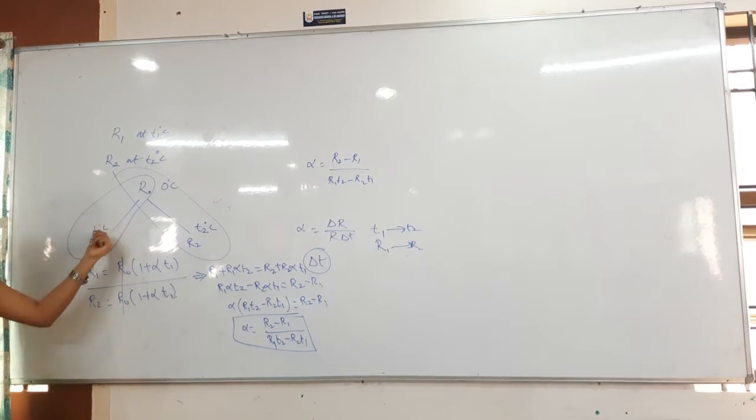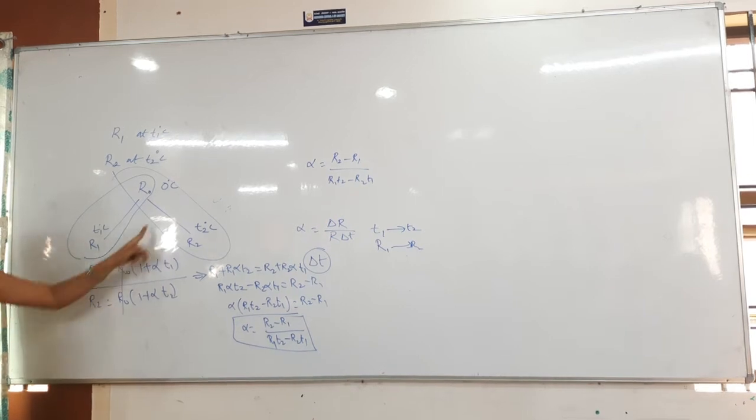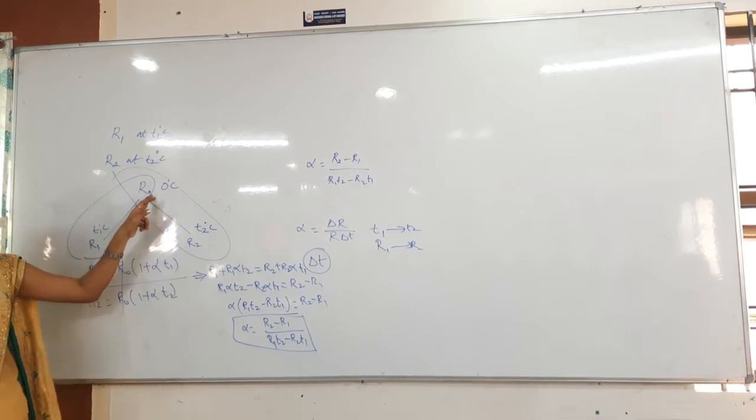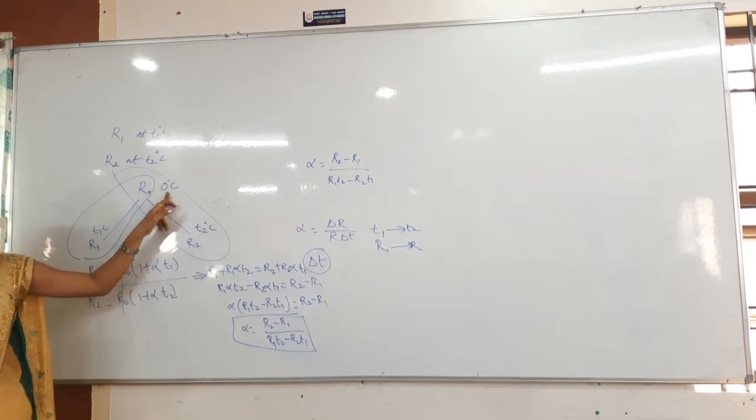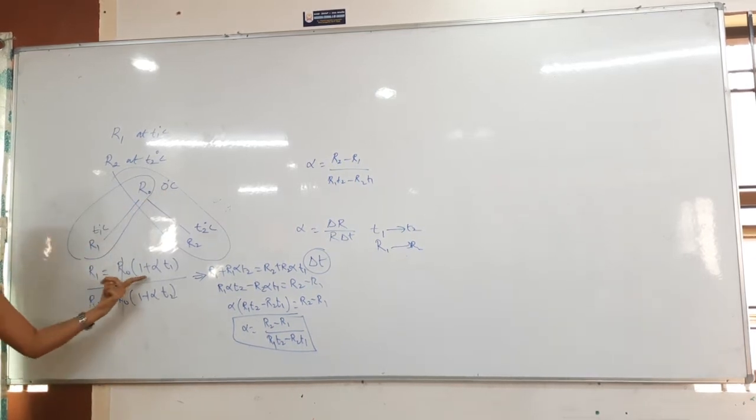So that at T1 degree Celsius resistance is R1. Take this as one case. The resistance is changing from where to where? R0 to R1. Temperature is changing from 0 to T1. That is what I have written as the first case.